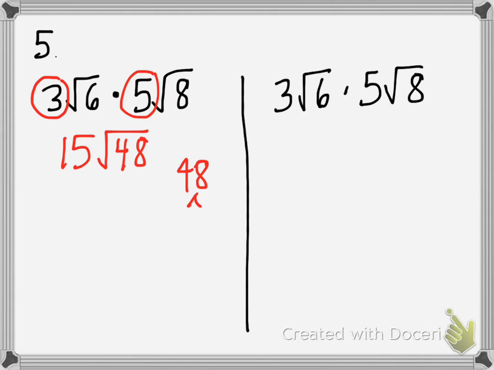So start with any two factors that multiply to give you 48, like 6 times 8. 6 splits into 3 and 2. 8 splits into 4 and 2. And then 4 splits into 2 and 2.